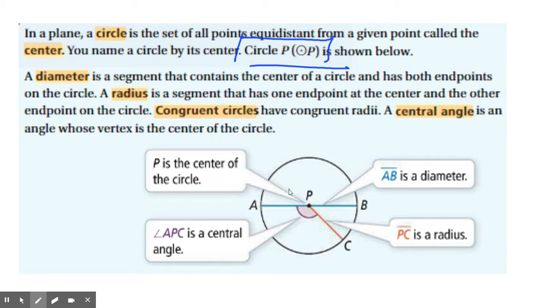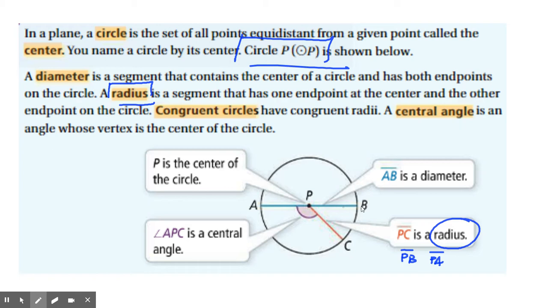Now that same distance is called the radius right here. A radius is that distance from the center to any point on the circle. So yes, PC is a radius, so is PB, and so is PA. So that's what a radius is. A radius goes from the center to a point on the circle.